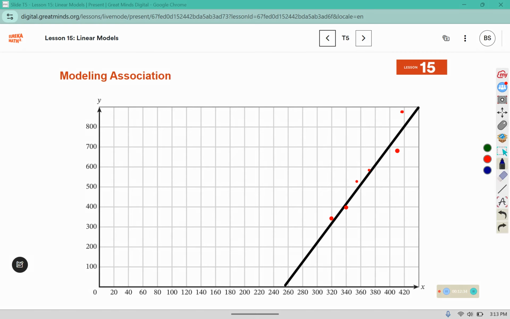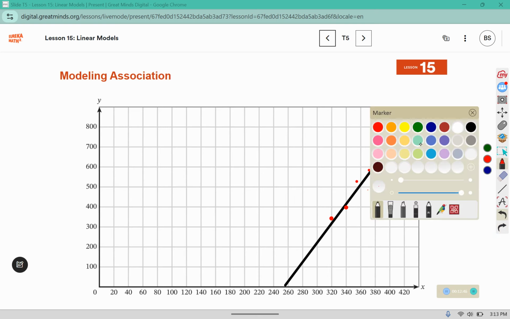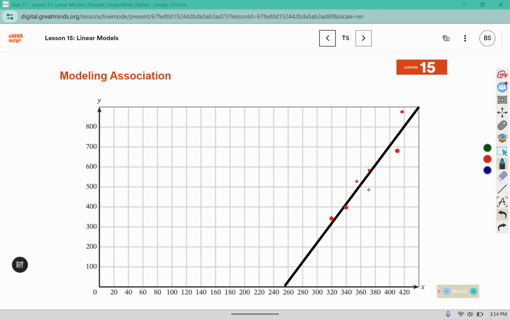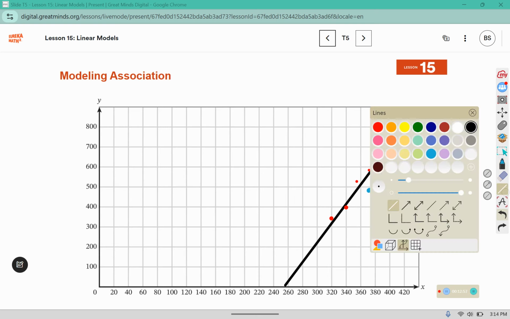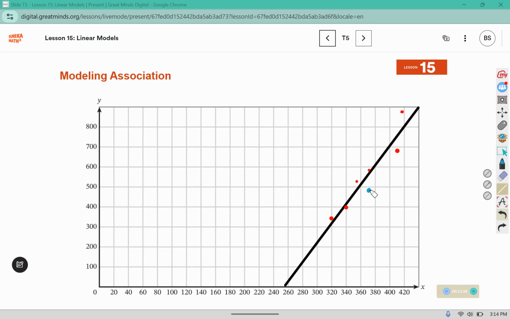So our point is 369, 480. And then it does tell us to draw a vertical line from our line to our point. The length of that line represents the difference between the actual value of its weight versus its predicted value from the line.